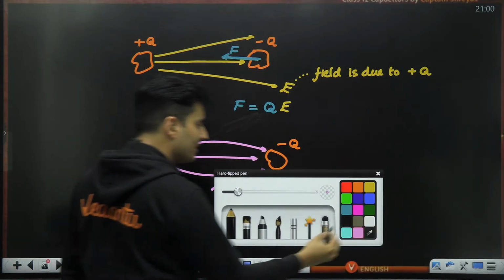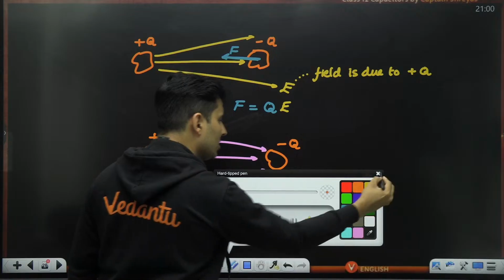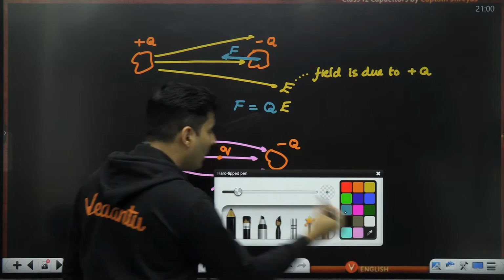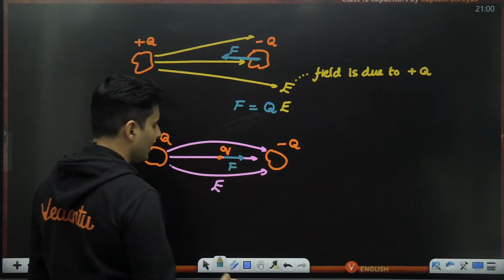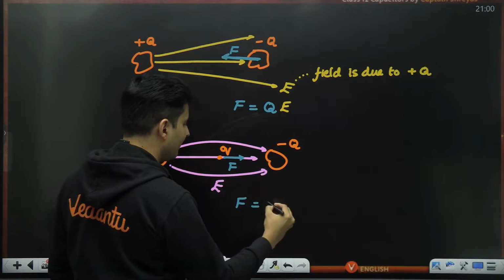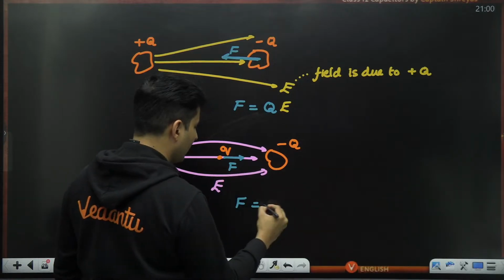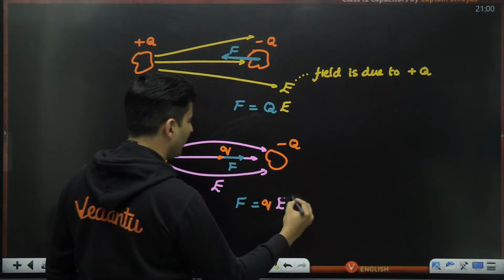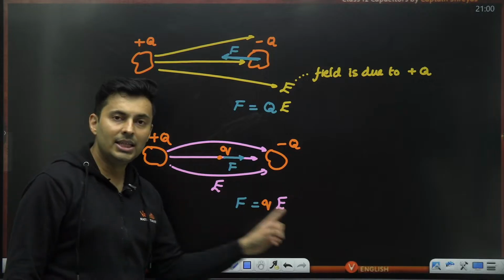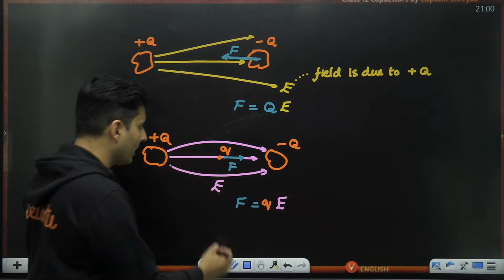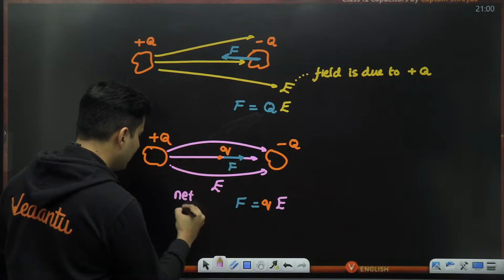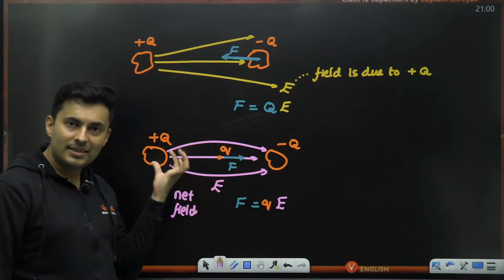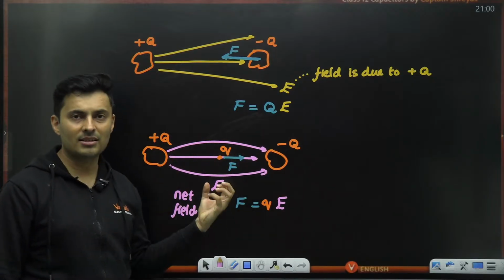them, because this net field can be used to figure out, if I place some other charge here, how much force will that experience? That force will be nothing but that particular Q multiplied by this particular field. This is basically the net field due to both of them. This field incorporates this guy's contribution and the negative charge's contribution.